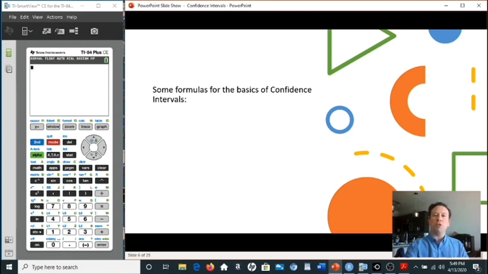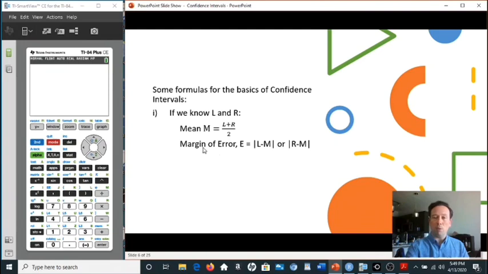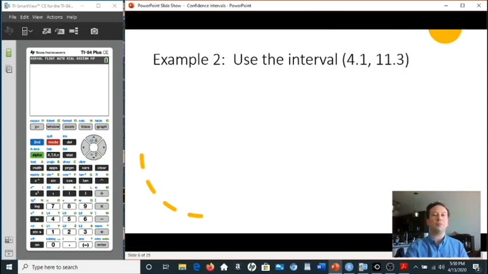So here are some formulas for the basics of confidence intervals. These are the two that I just showed you. If you know the left and right endpoints, we can also calculate the middle value, or the point estimate of the interval, and also its margin of error. Now we can do that backwards. If we know the middle number and the margin of error, then to get the left endpoint, just subtract the margin of error from the middle, and to get the right endpoint, add the margin of error to the middle. And you can easily get your left and right endpoints for your prediction.